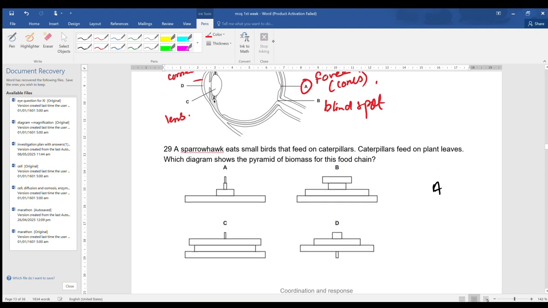Now move on to question number 29. A sparrowhawk eat small birds that feeds on caterpillar. Caterpillar feed on plant leaves. So plant leaves, caterpillar, we have to form the pyramid of biomass for this food chain, and this small bird feeds on caterpillar, and then the sparrowhawk. We know that in the biomass 90% of the biomass is lost in each trophic level, therefore it should be upside down. Okay, so the correct answer is A.